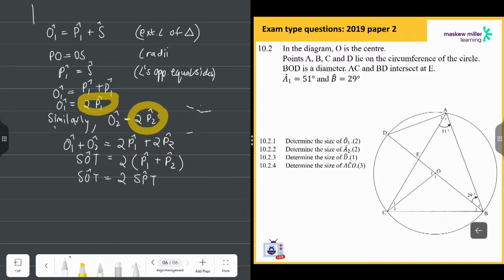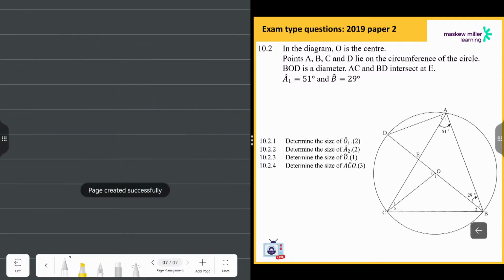We are looking at an exam type question from the 2019 paper, paper 2. In the diagram, O is the center. The points A, B, C and D lie on the circumference of the circle. BOD is a diameter. AC and BD intersect at E. A1 equals 51 and B is equal to 29.